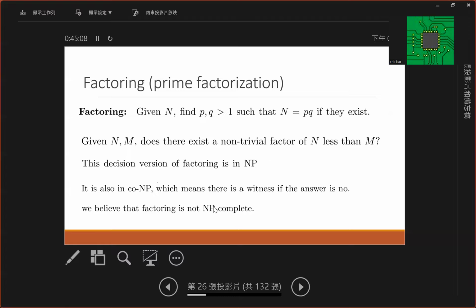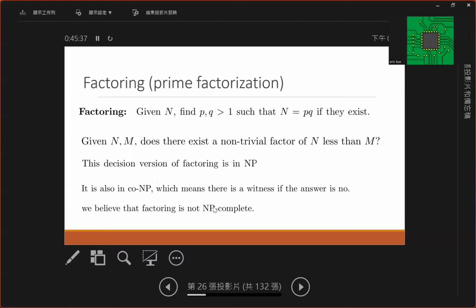So this is why the characteristic of factoring is different from this, right? Because if the answer is no, you still have the prime factorization. If I give you the prime factorization of this number, then you just check each prime, whether there is a prime which is less than n. That means that factoring is not just in NP but also in co-NP.